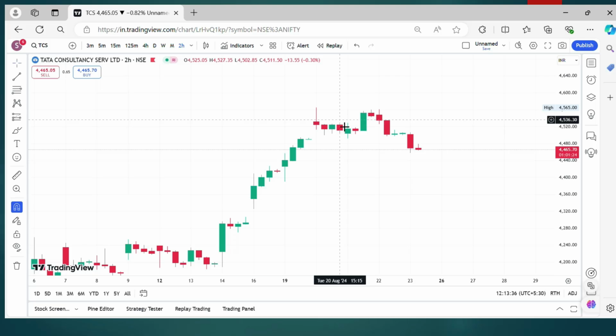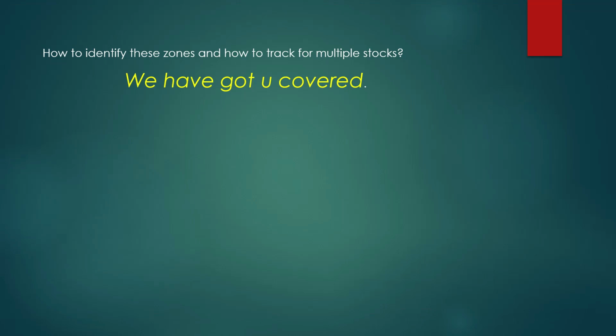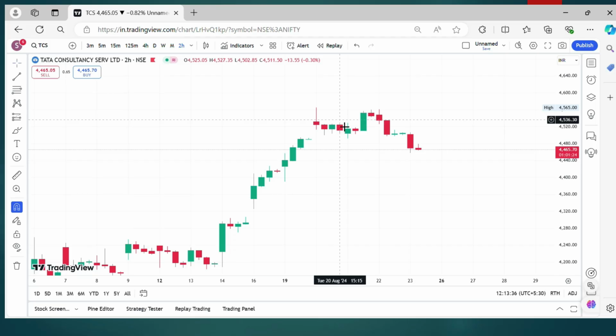We have developed an indicator and screener wherein the indicator can mark the supply and demand zones on the chart, and the screener can filter out 40 stocks at a time and give you results like which stock is in what zone, whether it is in a supply zone or demand zone, and it can work across all the time frames. So let me show you how the indicator and screener work.